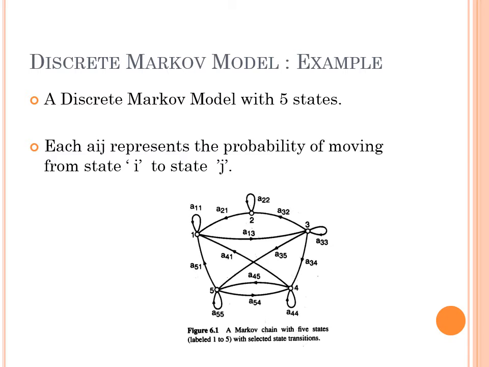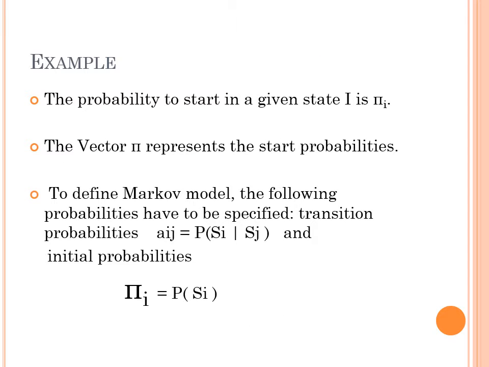Let us consider state 1. If both i and j are 1, then it stays in the state itself. If i equal to 2 and j equal to 1, then it moves to the next state, like that. The probability to start in a given state, let us consider, is pi j. The vector pi represents the start probabilities, that is the initial probabilities.